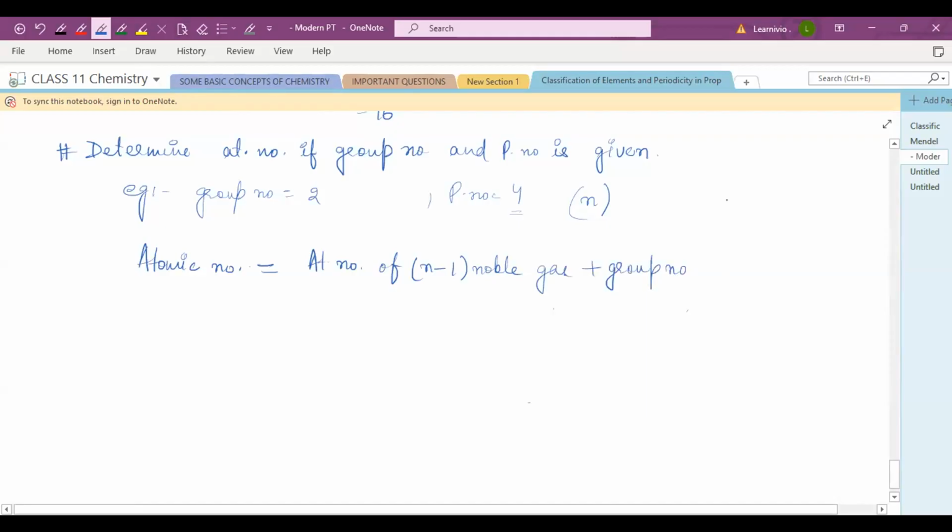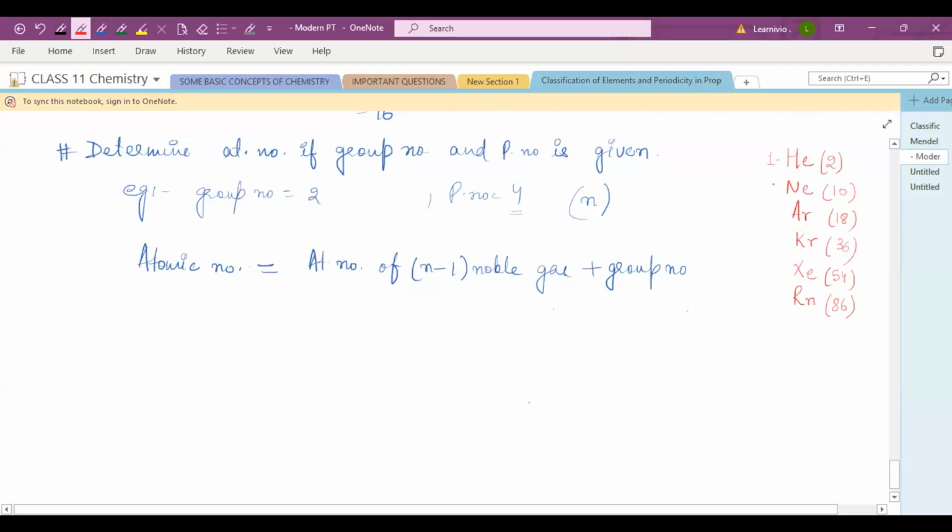Now let's see what those noble gases are. Noble gases belong to group 18. They are helium, neon, argon, krypton, xenon, and radon. Helium has atomic number 2, neon 10, argon 18, krypton 36, xenon 54, and radon 86.